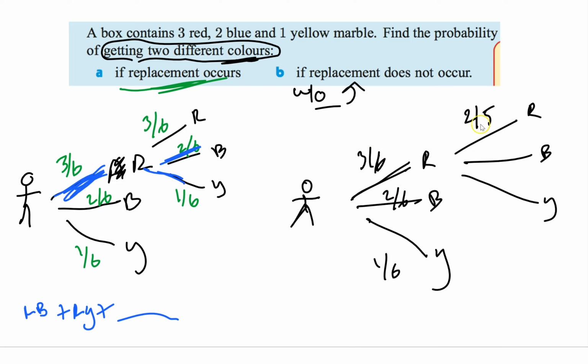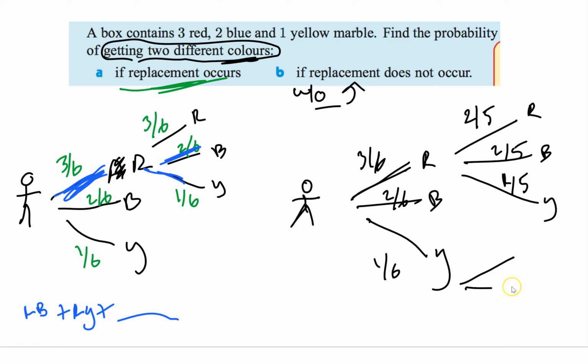2 out of 5, right? 1 less red, 1 less marble in total. You still didn't pick any blues, so all the blues are still there. 4 blues. And you didn't pick any yellow, so there's still yellow there. Right? That's how you draw that second tier line there. I don't have space for B, but I'll do the same thing for Y, right?